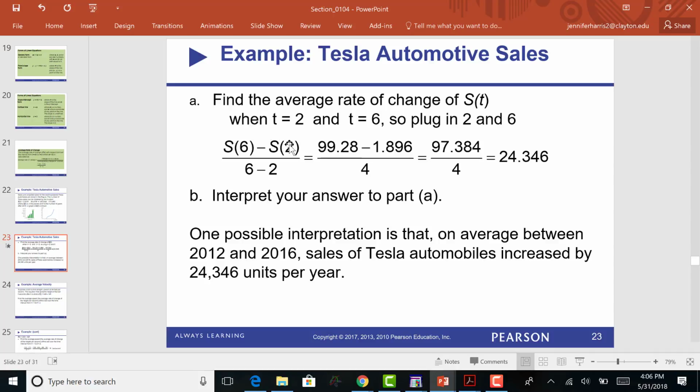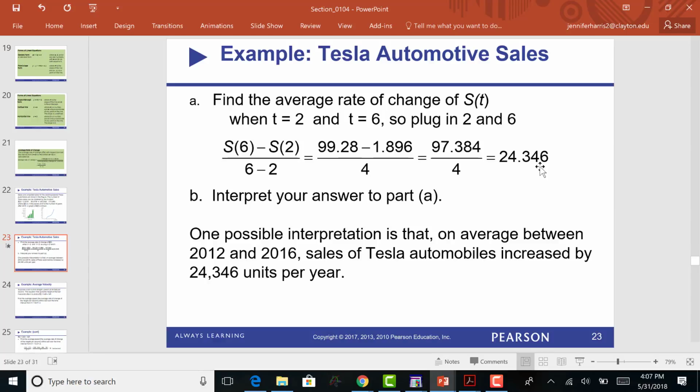Remember, you'd have a Y2 and a Y1 and an X2 and an X1? Isn't this the output? When you plug in a 6, we got out 99.28. When we plugged in a 2, we got out 1.896. So you did get output. So output is on top, input is on the bottom, and then we just did the math. So 99.28 minus 1.896 gives us 97.384. Divide that by 4, and we have 24.346.